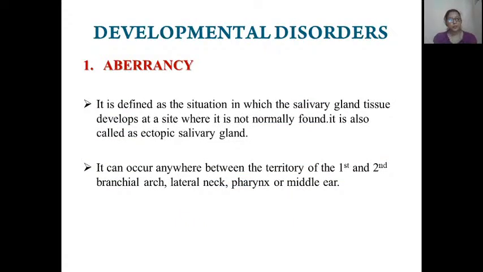The first one is aberrancy. It is defined as a situation in which the salivary gland tissue develops at a site where it is not normally found. It is also known as an ectopic salivary gland. It occurs anywhere other than the normal area between the territory of the first and the second branchial arch, in the lateral neck, in the pharynx, or in the middle ear.